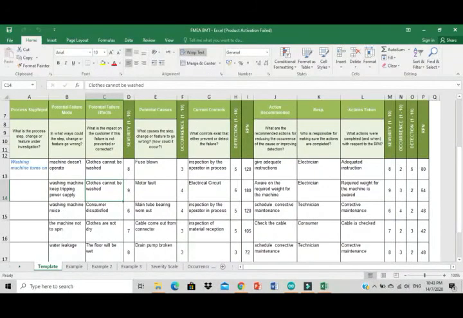This is the last slide, which is the FMEA form. This form is very related to the 5 whys that my friend has just explained. When we turn on the washing machine, it has a potential failure mode. First, machine doesn't operate. Second, washing machine keeps tripping power supply. Third, washing machine noise. Fourth, the machine doesn't spin. Fifth, water leakage. And all the problems have an effect: the clothes cannot be washed, consumer dissatisfied, clothes are not dried, and the floor will be wet.